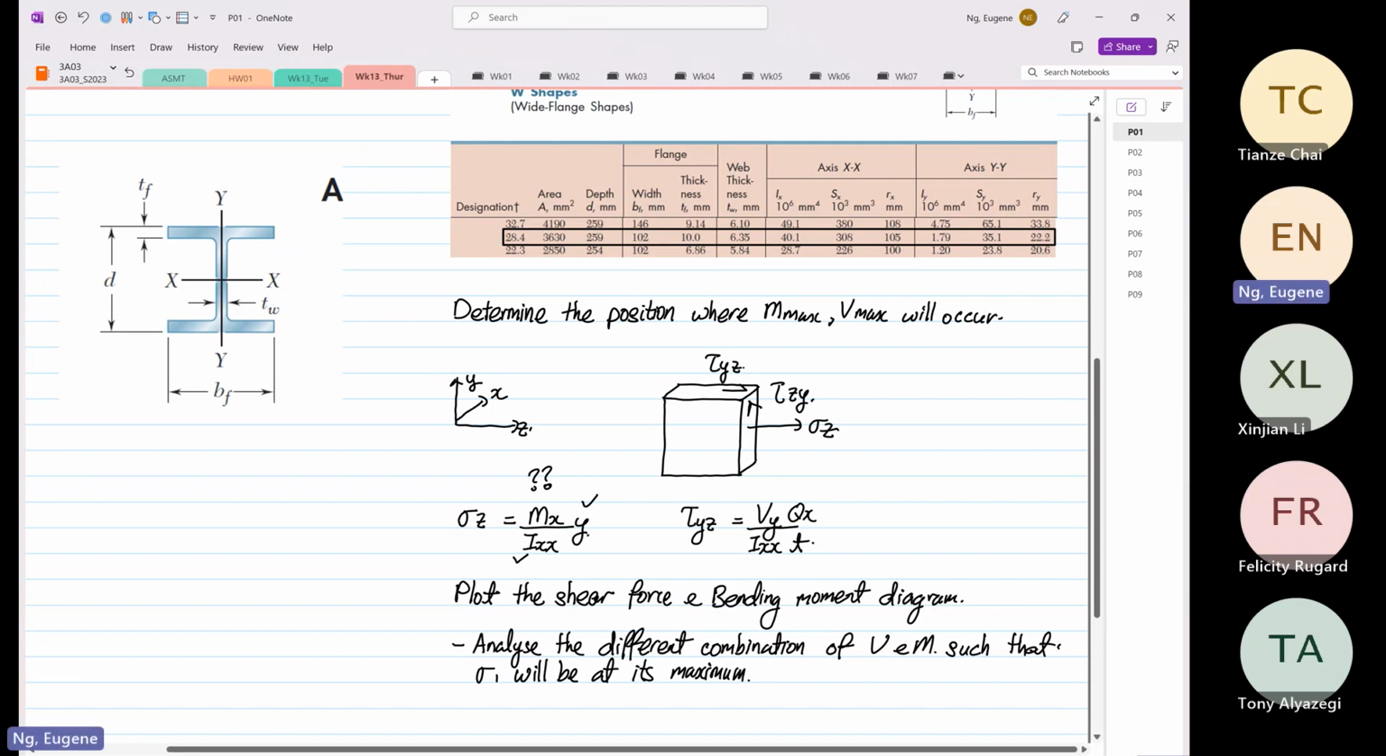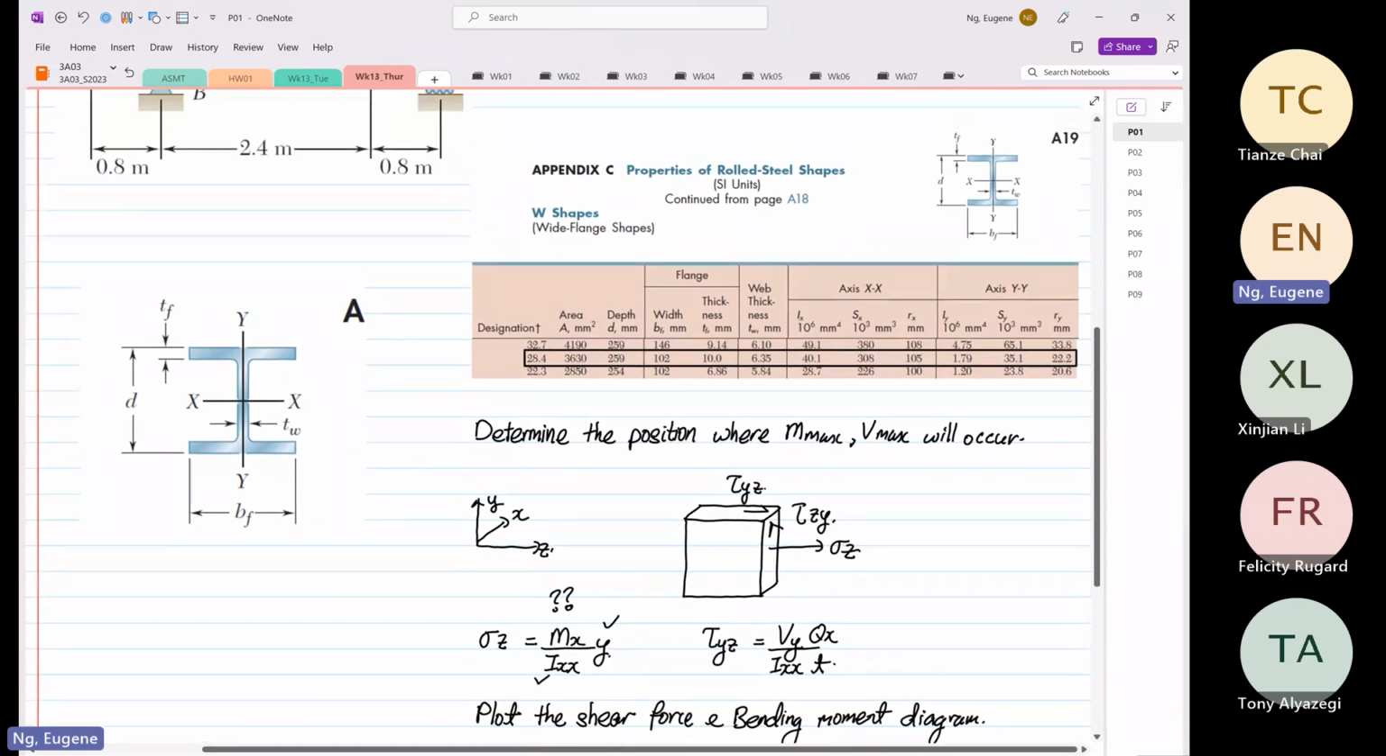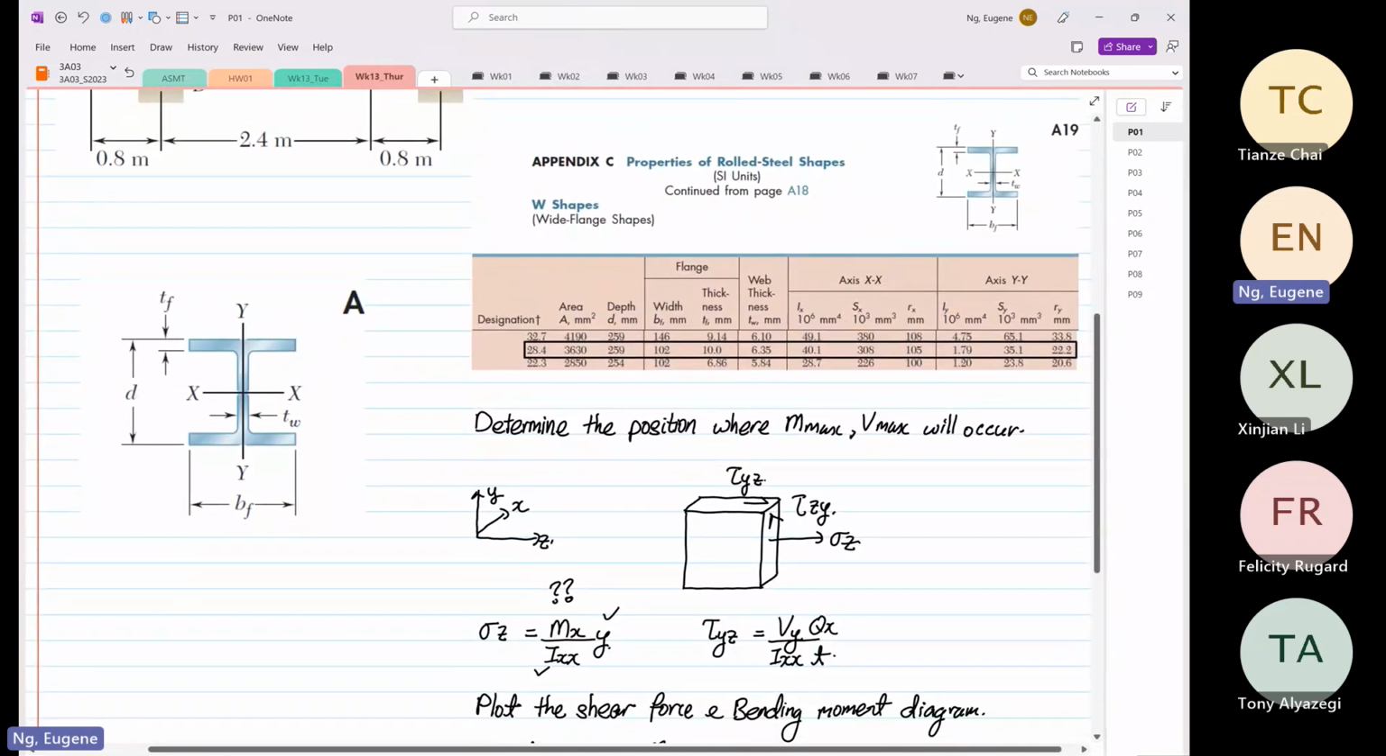Okay, so this problem combines 3D Mohr circle with structural analysis. First, I know some of you have forgotten about your shear force and bending moment diagram. I'm going to take about half an hour to revise with you. Okay, let's do the shear force and bending moment diagram first. So this is our structure.